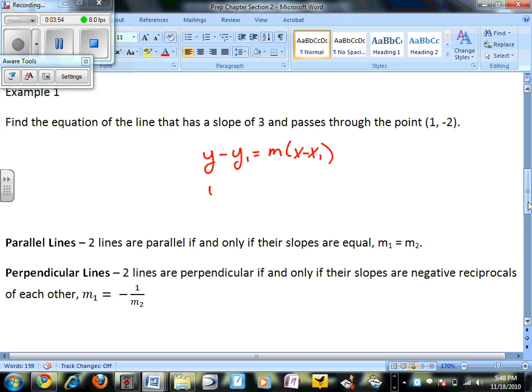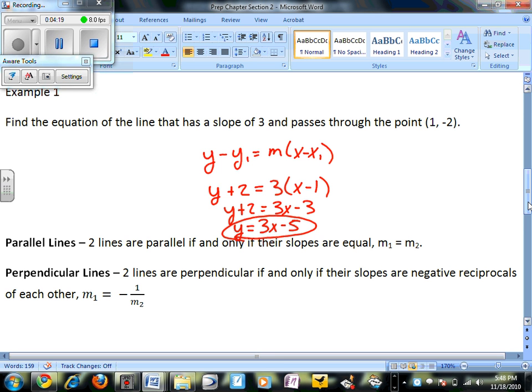So I'm going to go y plus 2, because I cross the line and change the sign, equals 3 times x minus 1. If I distribute first, y plus 2 equals 3x minus 3. Subtract 2, y equals 3x minus 5. That would be the equation in slope-intercept form of a line that passes through the point (1, -2) and has a slope of 3.